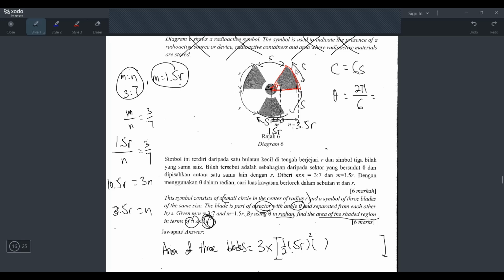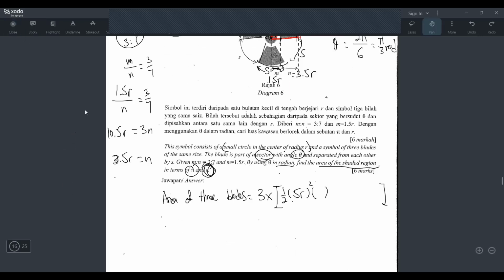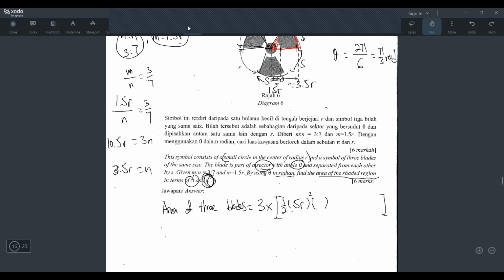For one circle, the circumference for the whole circle is 6s, right? So to get the angle for this part, the full circle is 360 degrees. 360 degrees in radian is 2 pi divided by 6, because there are 6 equal sizes. Okay, 6 equal sizes because they are all s. So you'll get pi over 3 radian. Now you know your angle is pi over 3. So this one is pi over 3.